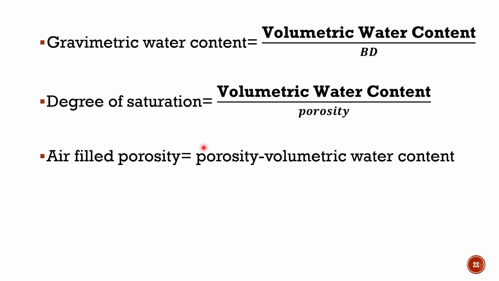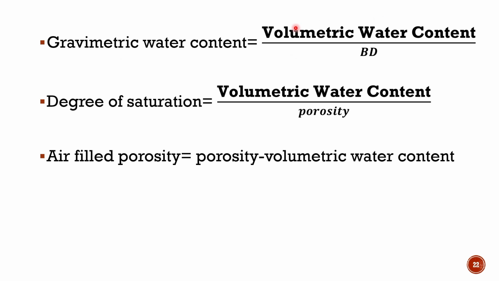So in the total pores, when we subtract the pores which are filled with water, that is the volumetric water content, what we will get? The pores which are filled with air. So that's it. Air-filled porosity is porosity minus volumetric water content. And degree of saturation is volumetric water content divided by porosity. We can derive this equation from that. No need to learn it by heart. If any problem comes, only this equation matters.